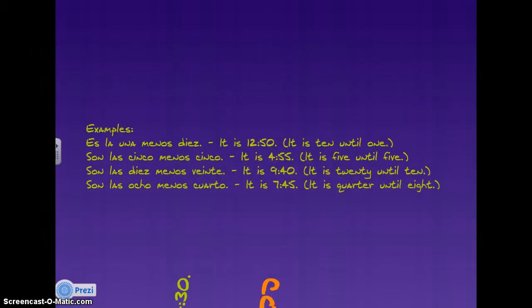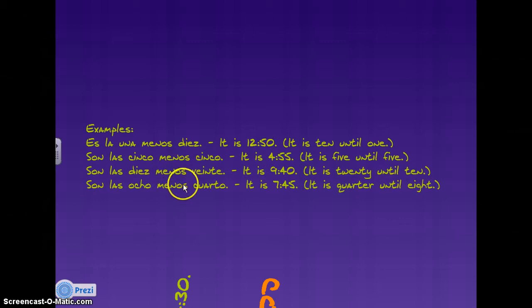Here are some examples. Es la una menos diez. It's 1 minus 10, 12:50. It's 10 until 1, 10 minutes until 1. Son las cinco menos cinco. It's 5 minus 5, or 4:55. It's 5 minutes until 5.